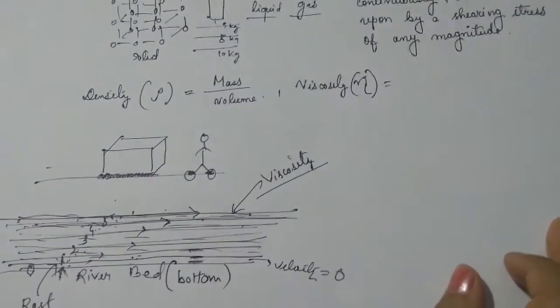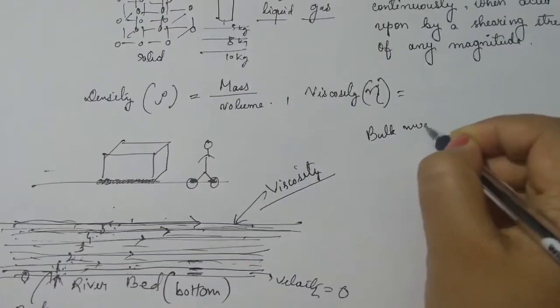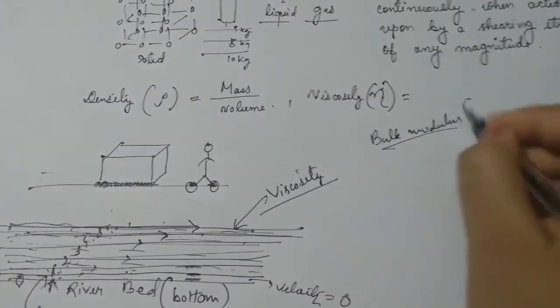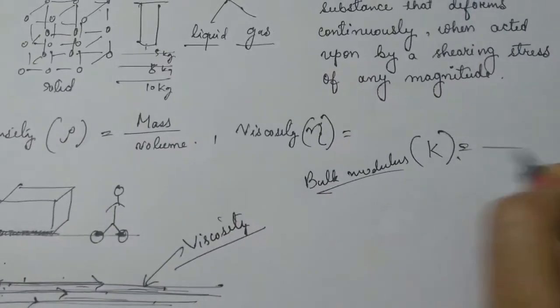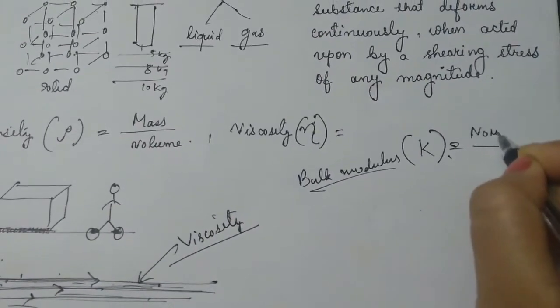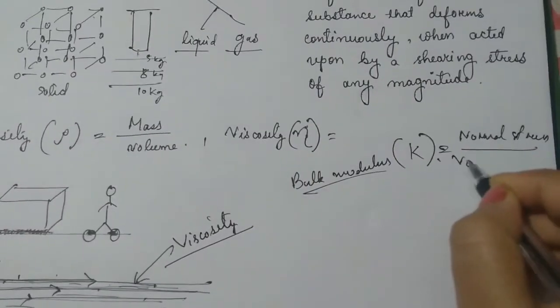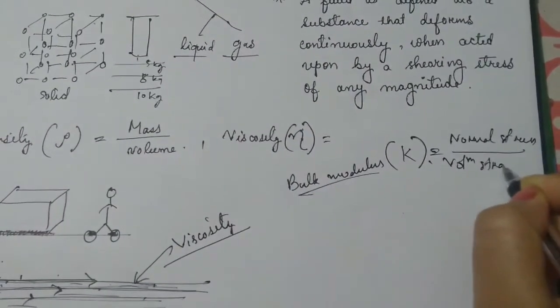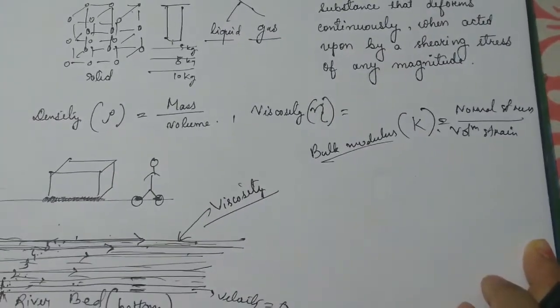And next is called bulk modulus. That we need to take into consideration. And why is it like that? Because you know that bulk modulus is basically related to normal stress divided by volumetric strain, isn't it? So basically it is about change in the volume.